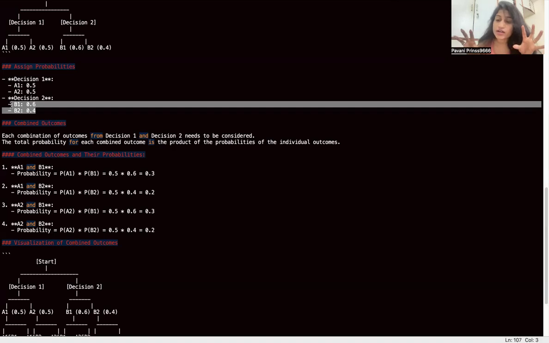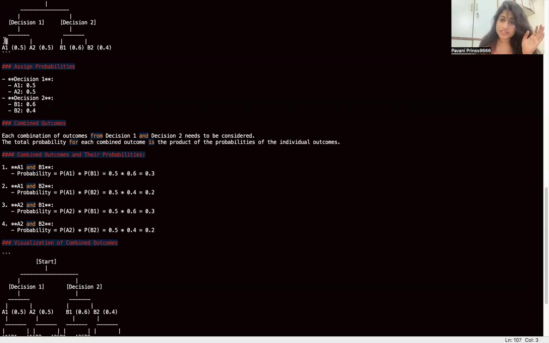Our nodes are decision 1 and decision 2, and they have branches. What are branches? These are called branches. And for each branch, there is an outcome. What is an outcome? A1, A2, all these are outcomes. And 0.5, 0.5, all these are numbers, right? Those are called the probabilities. Clear? Yeah. So once it is done, we are also going to get on to the combined outcomes.